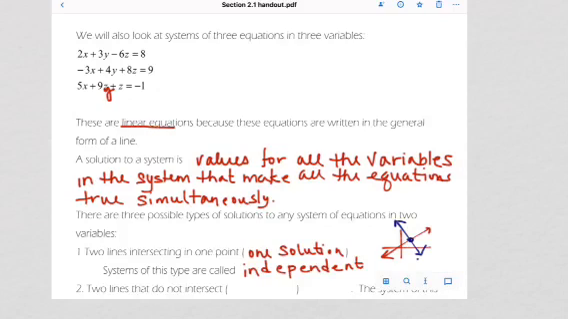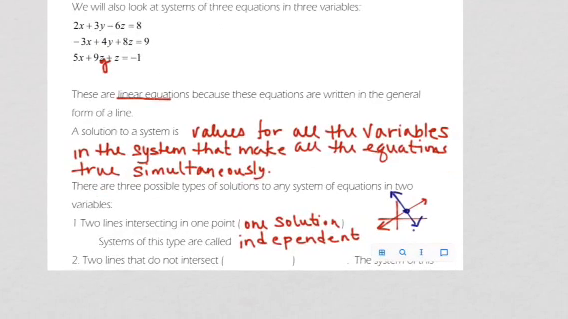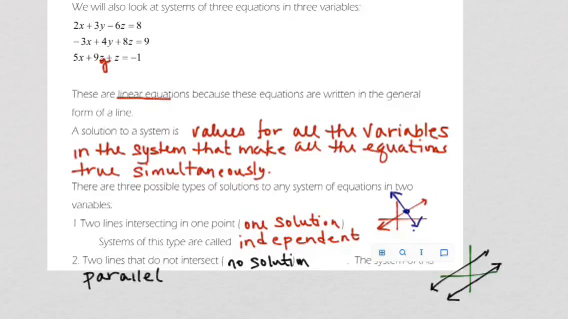The second thing that can happen is that you can have two lines that never intersect. I'm hoping you might recognize that two lines that never intersect must be parallel. If they never intersect, there is no solution. They are parallel lines. When this happens, the system is called inconsistent.